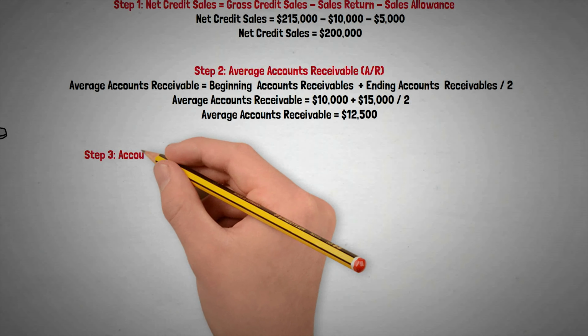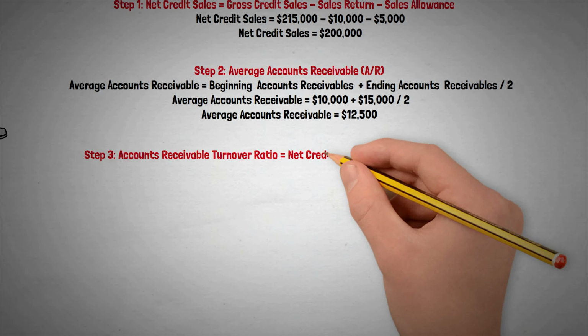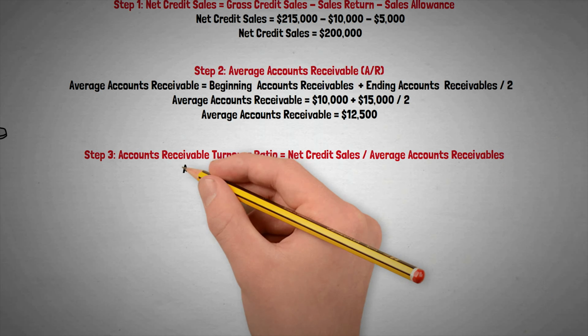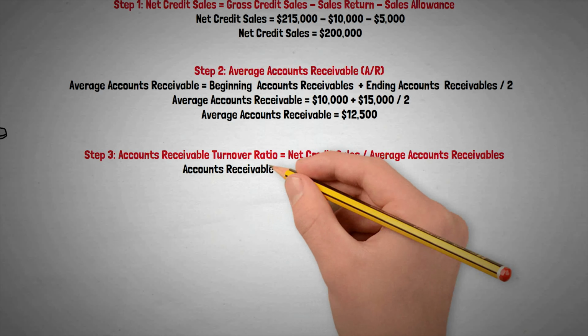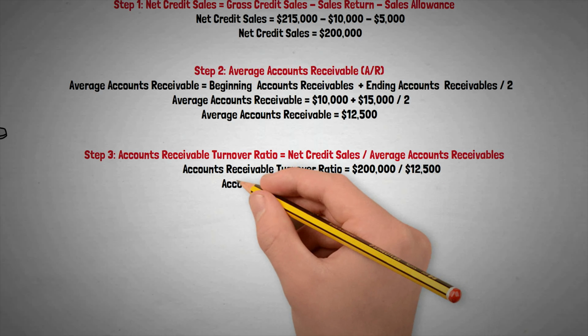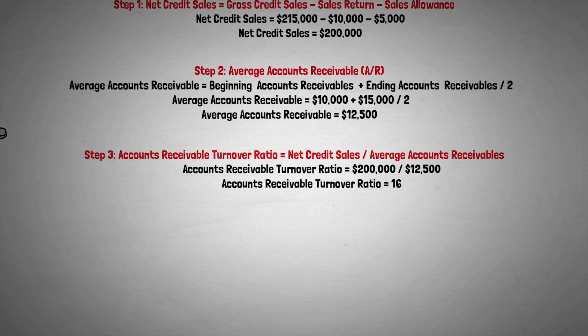In step 3, we are going to compute the accounts receivable turnover ratio. That is by dividing net credit sales by average accounts receivable. So our net credit sales were $200,000 and we are going to divide that by 12,500. And our accounts receivable turnover ratio comes to 16.